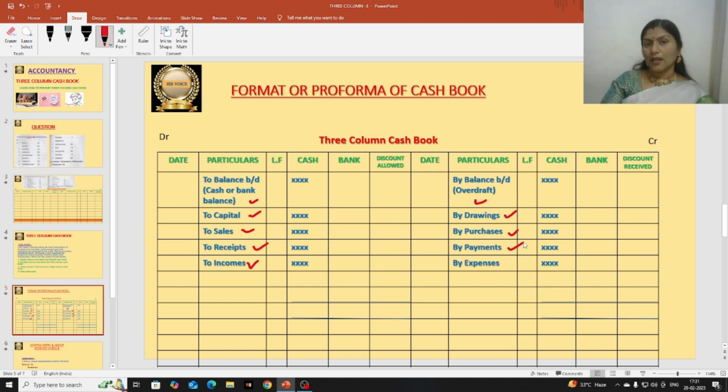Next, payments. Payments means the business is paying towards something. So whenever any payments are made by the business, obviously cash is going out of the business. Hence payments should be recorded on the credit side. Next, expenses. Expenses the business always has to pay. So that is why in case of expense transactions, cash goes out. So we should record all expenses on the credit side only in the 3-column cash book.